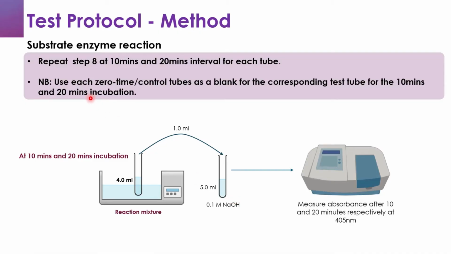So we repeat step 8 at 10 minutes and 20 minutes intervals for each tube. So at 10 minutes, we pick 1 ml from our reaction mixture in the water bath and add to 5 ml of sodium hydroxide contained in a different test tube. And also at 20 minutes, we pick 1 ml from the reaction mixture in the water bath and add to a different test tube containing 5 ml of 0.1 molar sodium hydroxide.